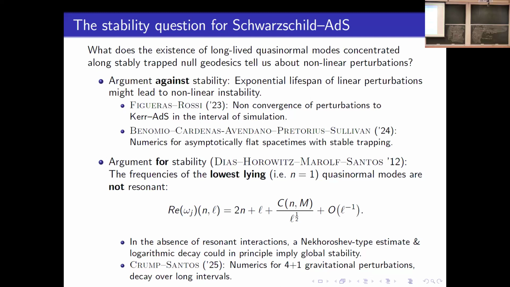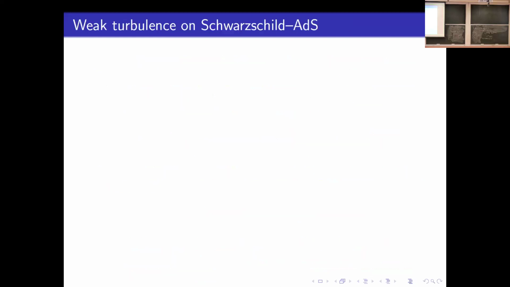So how do the two approaches combine? Actually, I will state a theorem, and then I will make a conjecture that is consistent with both. But bear with me for 5 more minutes. So we want to understand the nonlinear dynamics of the vacuum Einstein equations on Schwarzschild-AdS. As I said before, that's a difficult problem, right?